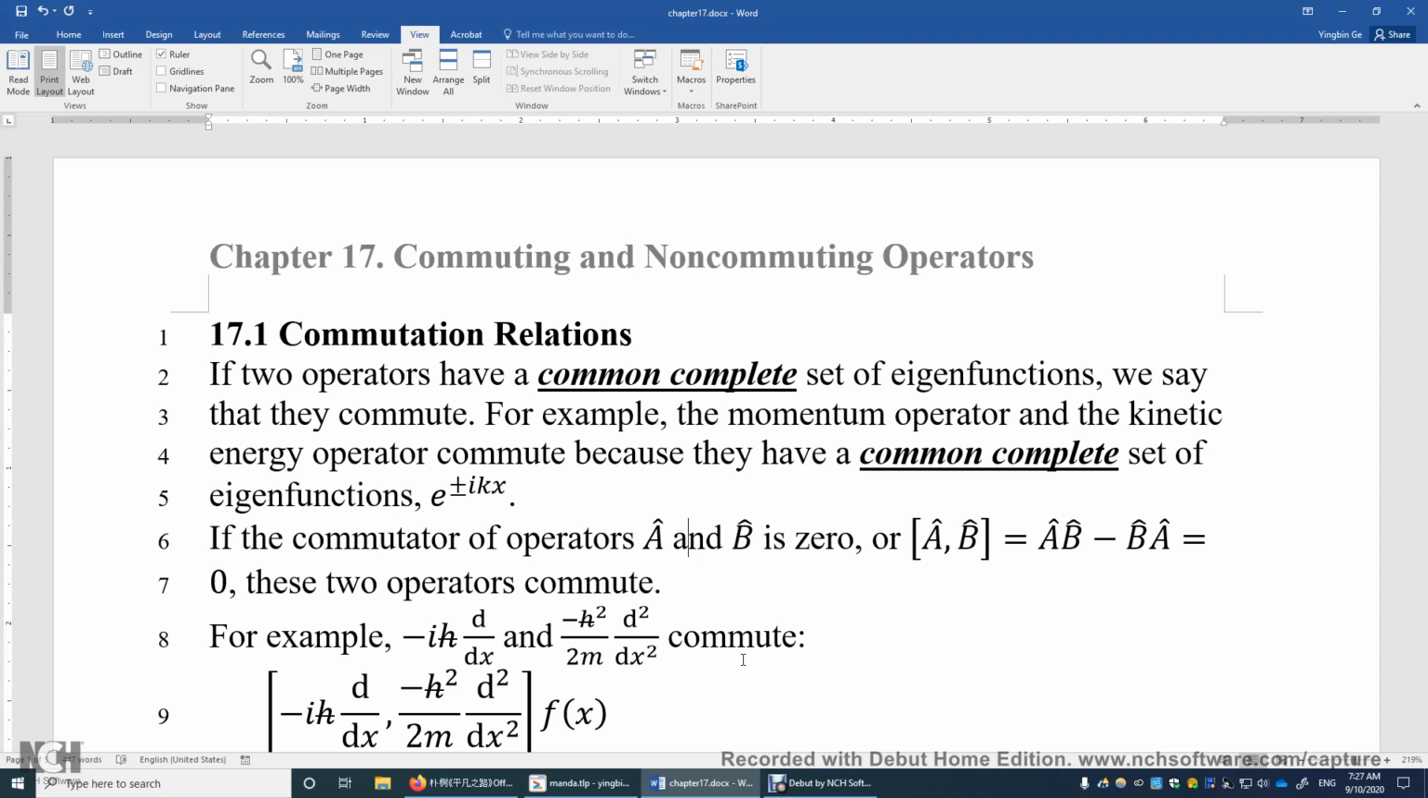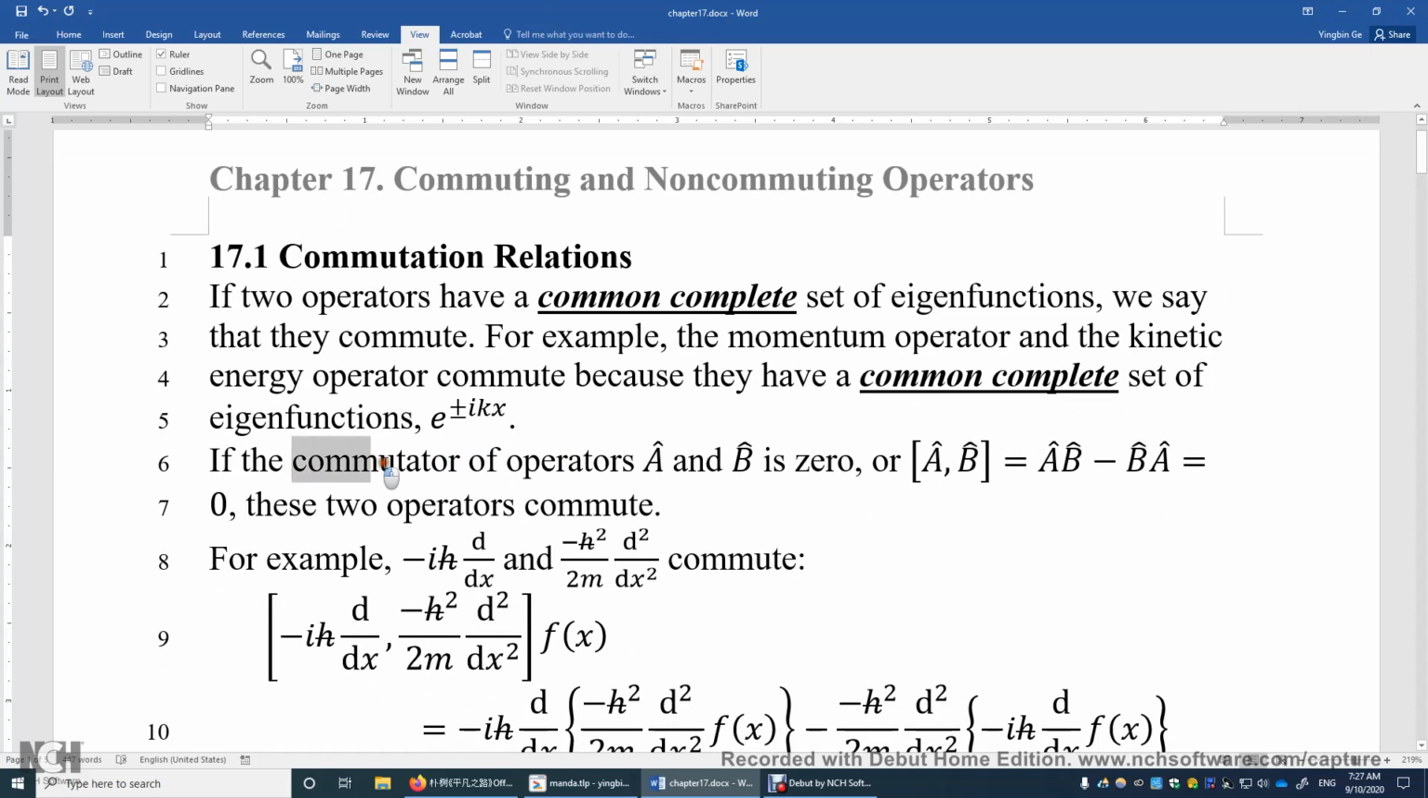For example, in quantum mechanics, the momentum operator and the kinetic energy operator commute because they do have a common complete set of eigenfunctions, e to the power of plus minus ikx. K times h bar is the magnitude of the momentum of the system that's associated with this wave function.